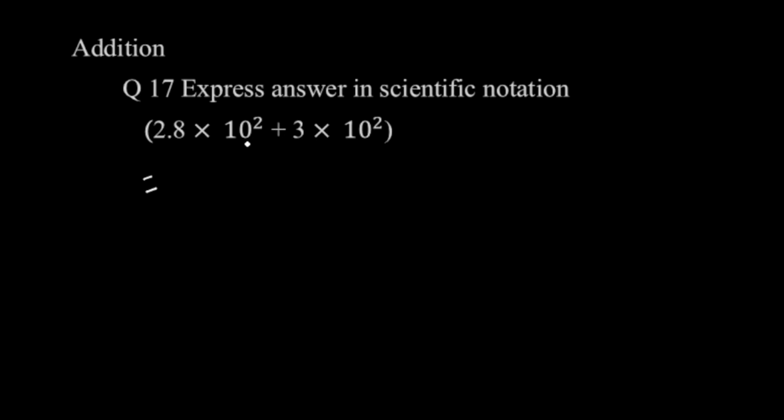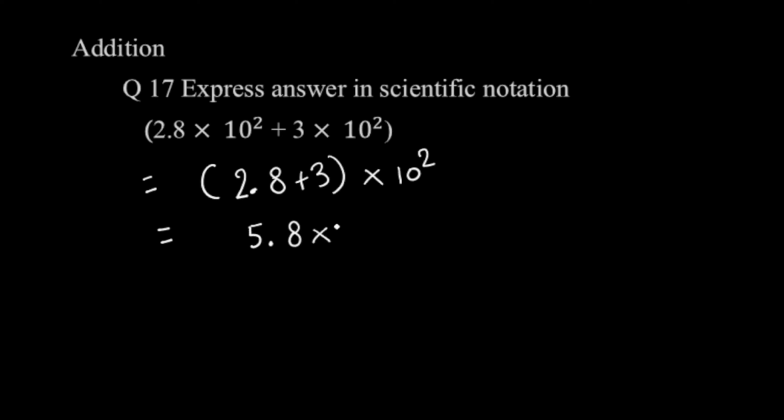Here we go. We have the same power, 10 to the power 2, 10 to the power 2. So in such types of question, we can add 2.8 plus 3 by using the distributive property. Here you go. 2.8 plus 3, multiply 10 to the power 2. 2.8 plus 3 is 5.8 multiply 10 to the power 2.